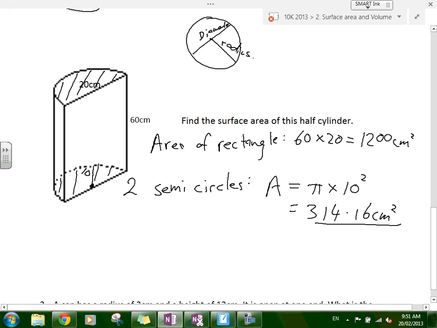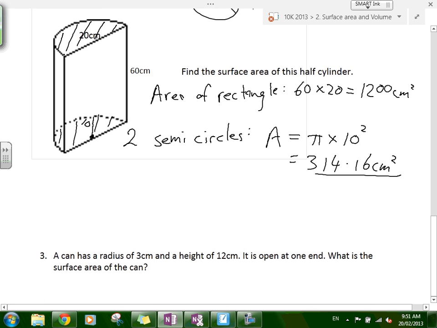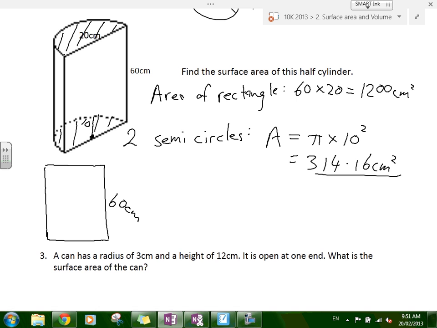Now, I'm going to redraw this curved surface down here. We're going to have a think about it. This is the curved surface here. This dimension is 60. I have to think about what this length here is. If it's a full cylinder, it's 2 pi r, the same as the circumference of the circle. If it's only a semicircle, what's the length of it?